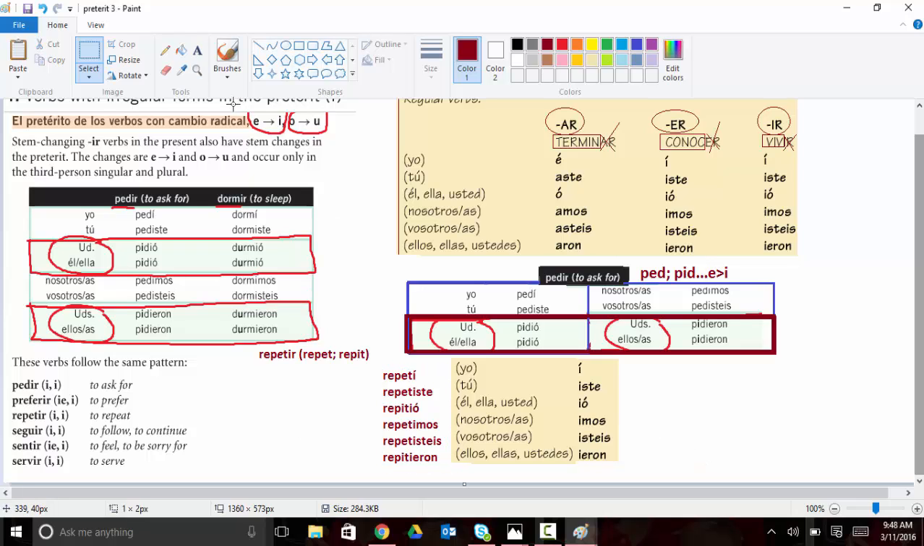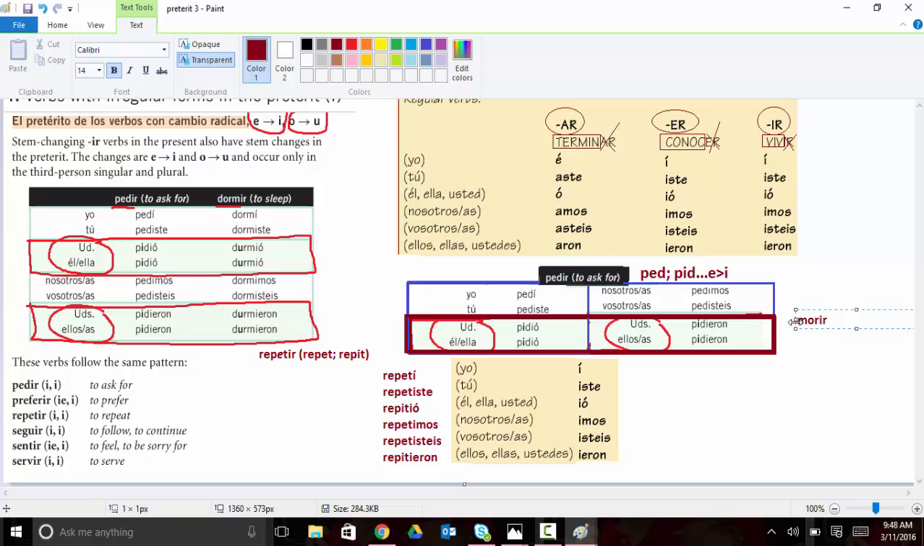And if I wanted to do morir, which is like dormir, morir, to die, I could do that over here. Here's morir, and so the stems for morir would be mor or mur, okay? And you're going to use mor for all of them except for él, usted, where you're going to use mur. So if I wanted to conjugate it out, it would be morí, moriste, murió, morimos, moristeis, murieron, okay?